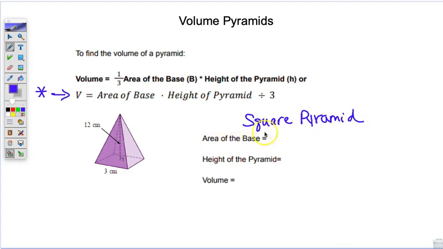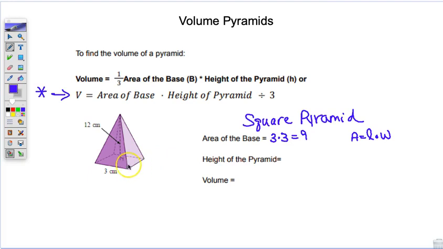The area of the base, then, you're going to find the area of the square. So this is something you're already familiar with. We're just going to take the length times the width, or you can call it side squared. Since all of the sides of a square are the same measure, it's just 3 times 3, or 9.